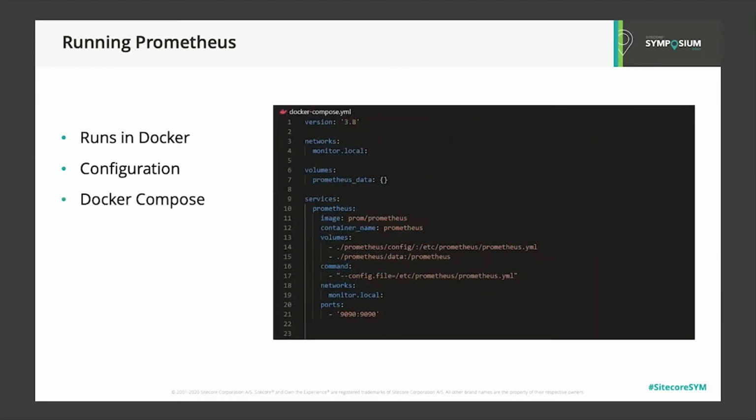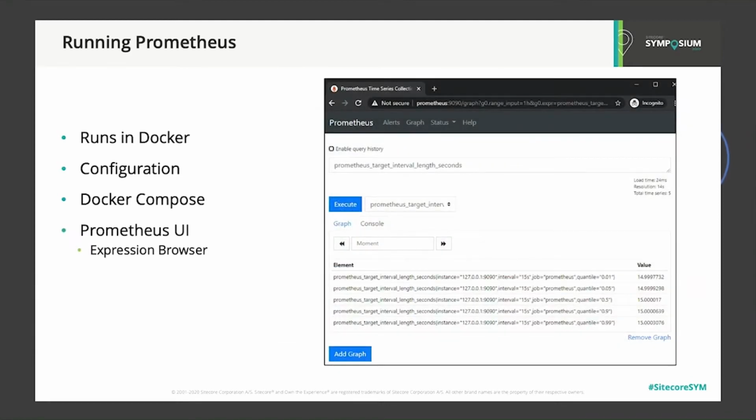The easiest way to start Prometheus is with a simple Docker Compose file, where you define the image, map a few volumes, one for the location of the configuration file, and the other to persist the metrics data it collects. When you run docker-compose up, you can verify Prometheus is running by hitting localhost port 9090. You should see the Prometheus expression browser, and this allows you to interrogate the metrics that have been scraped.